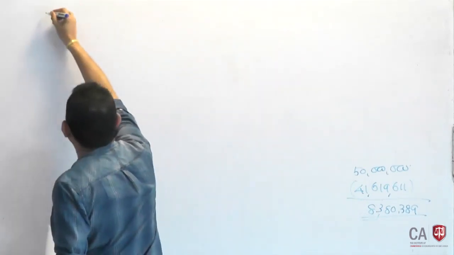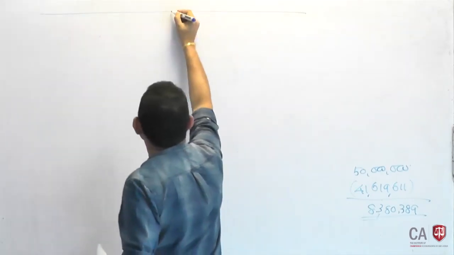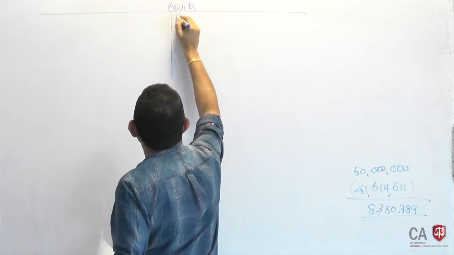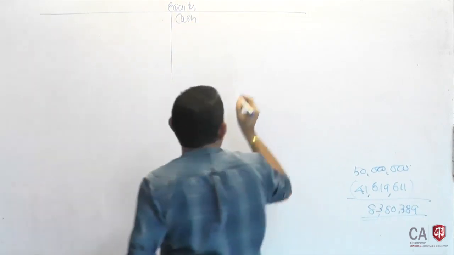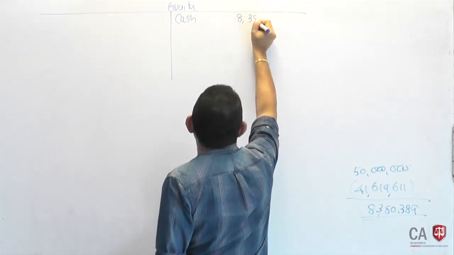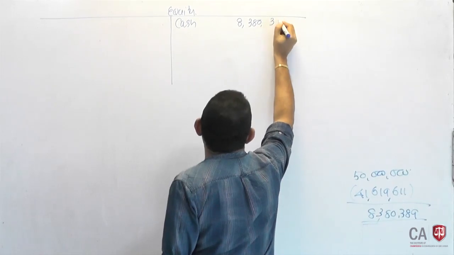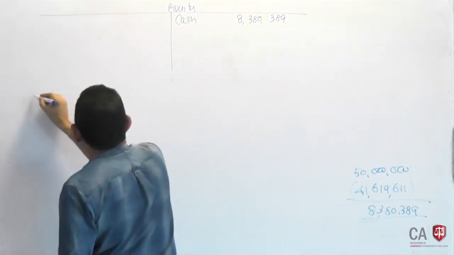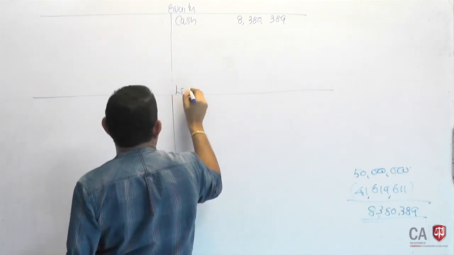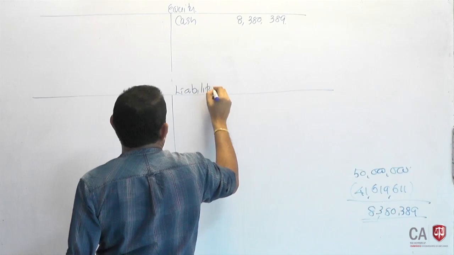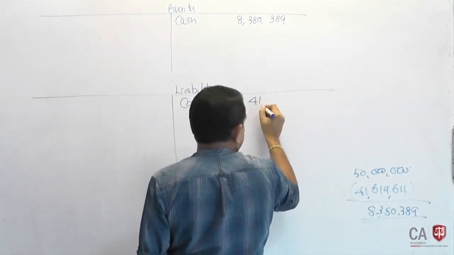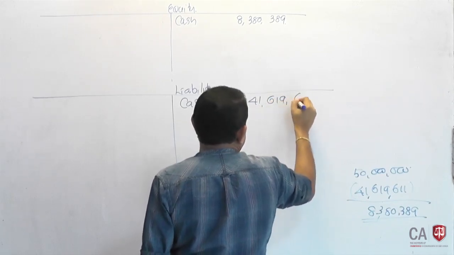Let me open up two accounts. Equity: debit cash and credit equity by 8,380,389, and then credit to liability. Debit cash and credit liability by 41,619,611.